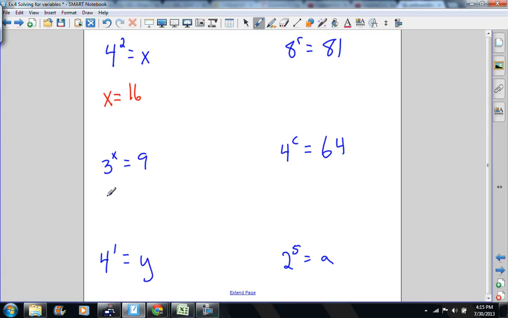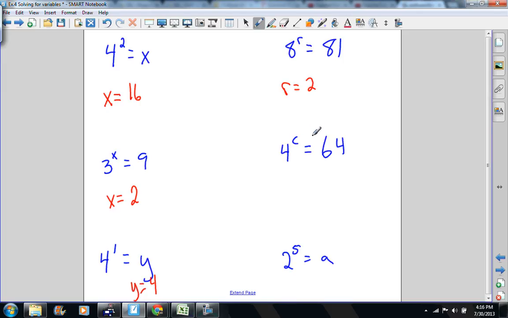Now, on the opposite side, we have 3 raised to the x equals 9. So we need to know x equals some exponent. What exponent would be equal to 9? I hope you know that that's 2, because 3 squared equals 9. Down here, 4 to the first equals y, so y should equal 4. Okay, 8 raised to the r is equal to 81, so what exponent should r be? 2. 8 squared equals 81.